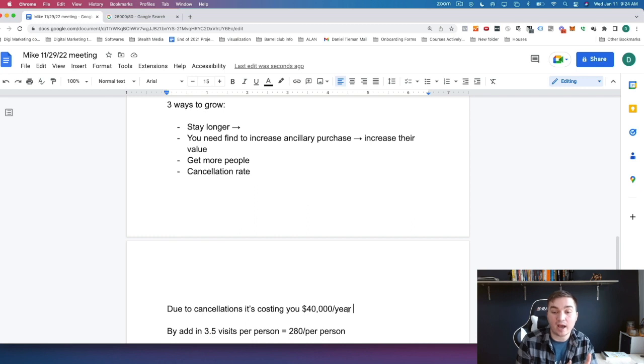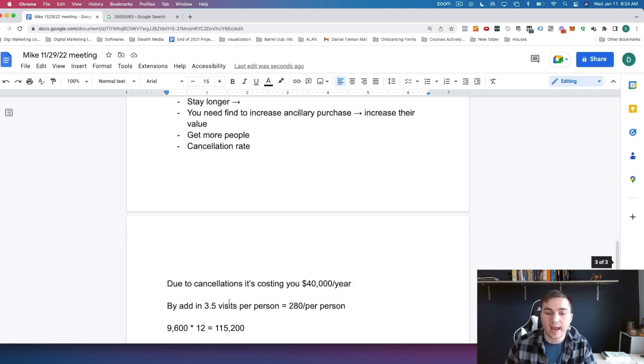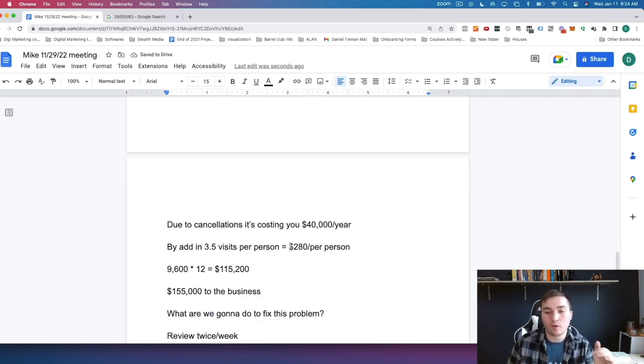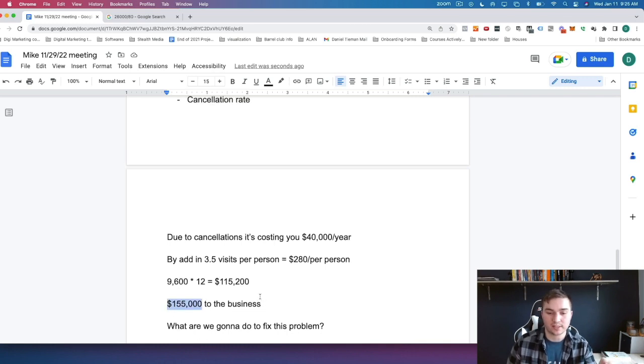Maybe cutting that in half, so from 40 I get 20K out of it, and adding 3.5 additional visits per patient. So if we get 3.5 additional visits per patient, that would come out to an additional $280. That would come out to $9,600 per month. Times that by 12, that's an additional 115 grand to the business. And we lower our cancellation rate, so we add 40 grand on top of it. We're at $155,000 in additional revenue to the business.